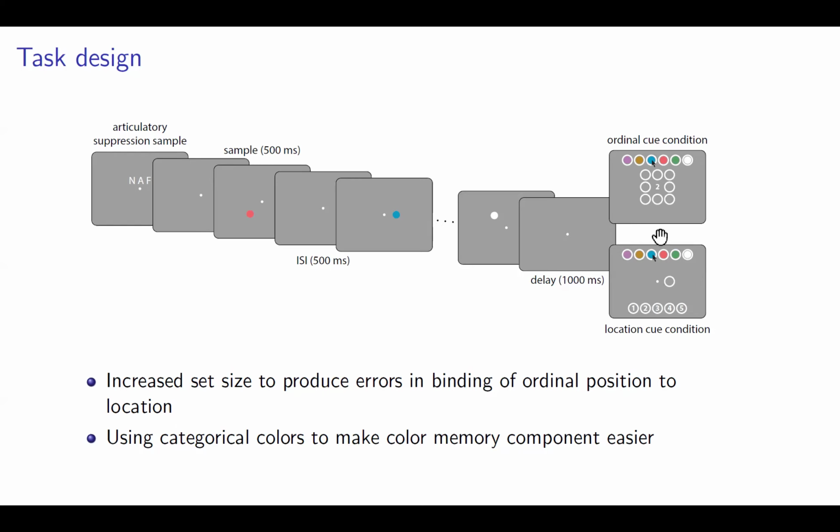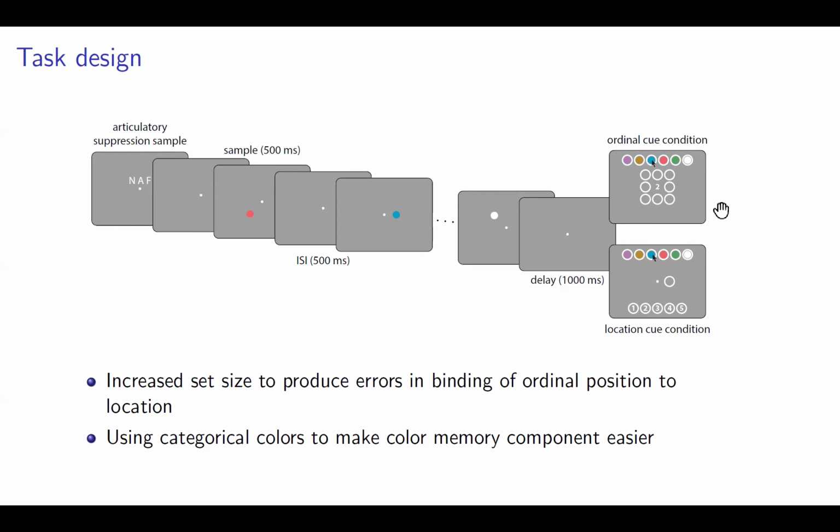Again, there are two cue conditions. Either participants are cued with an ordinal position, and they have to report the color that appeared, for example, second in the sequence, and then the location where that appeared. Or they are cued with a location where one of the items appeared, here to the right of the fixation point, and they have to report first the color and then the ordinal position: 1, 2, 3, 4, or 5.